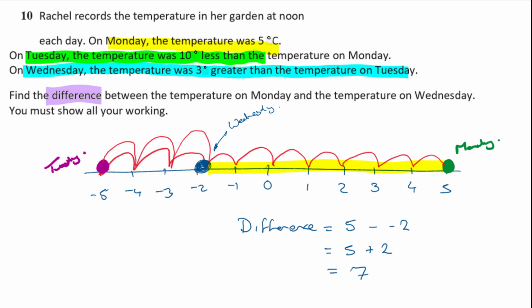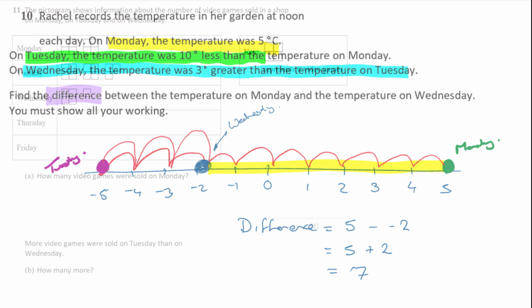Must show you all your work in. I think my number line is wonderful. I think that's good enough working for me. Let's move on. Question 11.